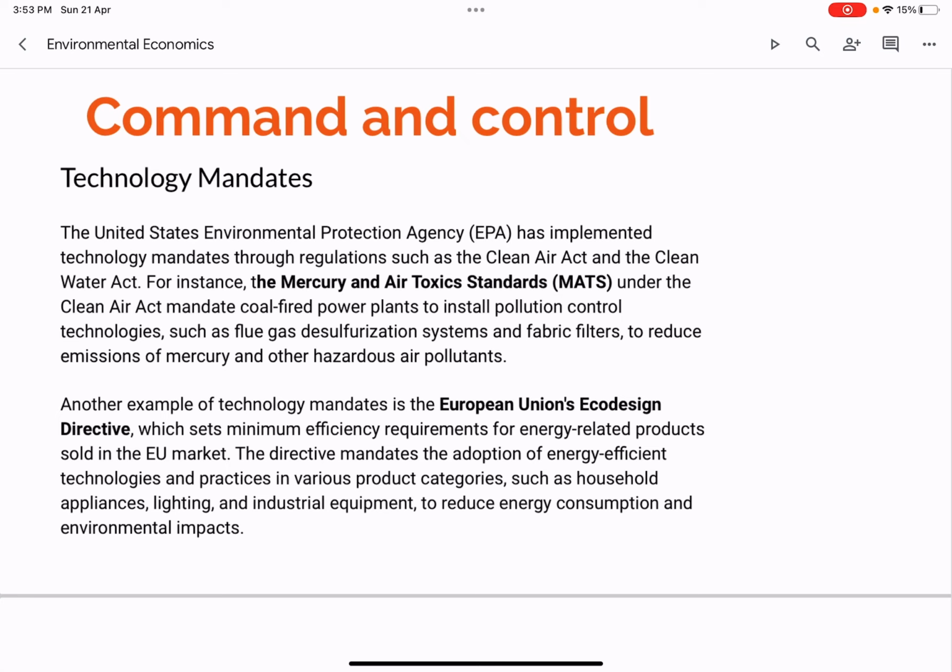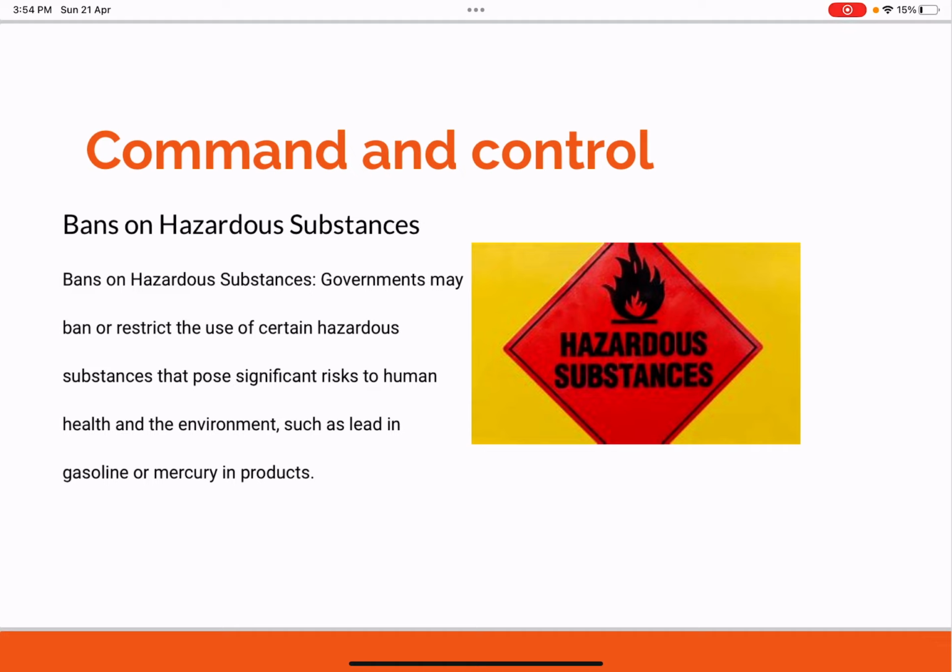European Union Eco Design Directive, where I was saying that there are certain energy efficient technologies and practices for household appliances, lighting, industrial equipment, where that mandatory threshold of energy consumption is required. Okay. Ban on hazardous substances again is a case where you would find the government simply bans, there is a blanket ban on use of certain hazardous substances that pose significant risk to human health and environment.